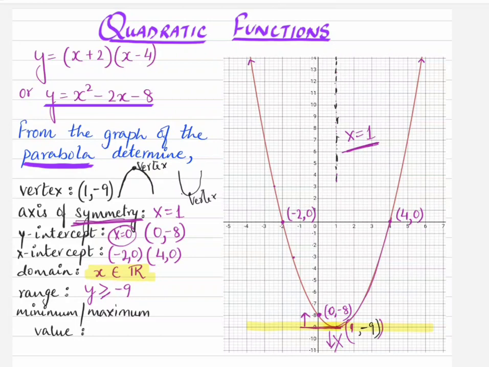All right. And the last bit that we have to cover is minimum and maximum value. So depending on whether your parabola is opening up or opening down, you will have only one of the points. You will either have a minimum, which is when it is opening upwards, or if it is opening downwards, you will have a maximum value, right? You can have only one value in the quadratic function. In this case, in our example here, we have the minimum value, right?